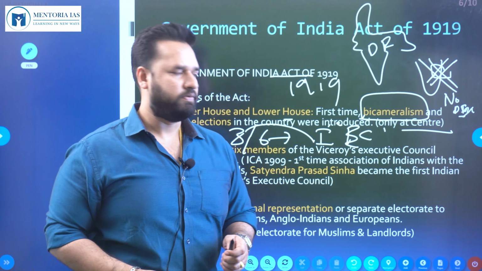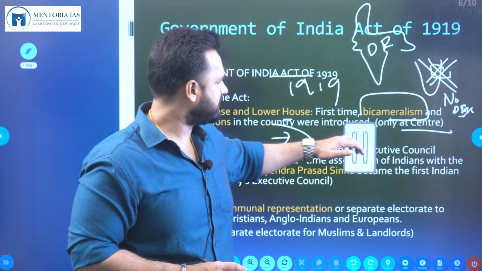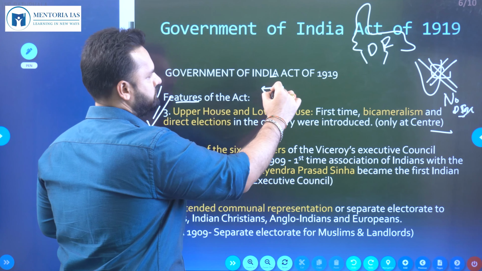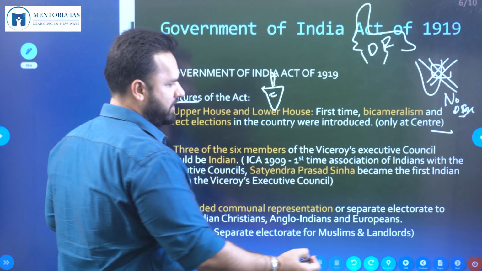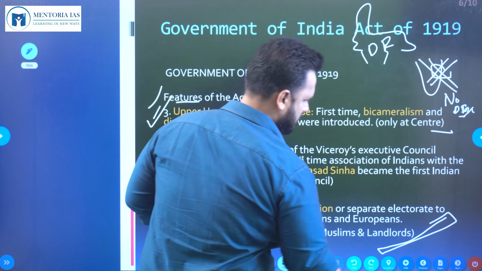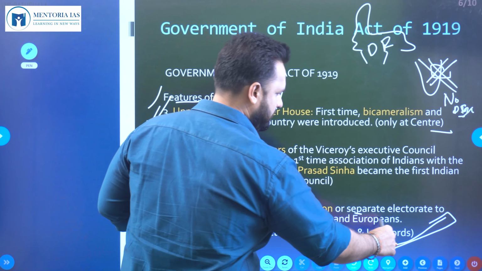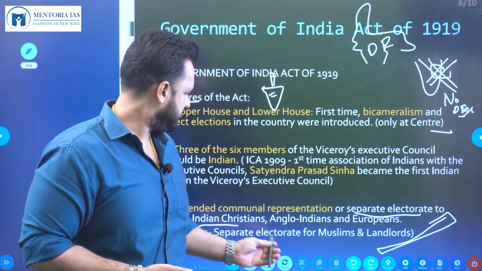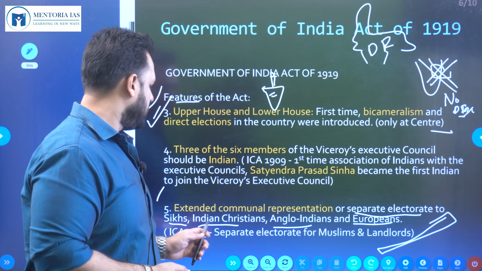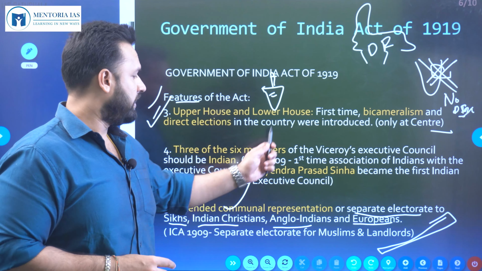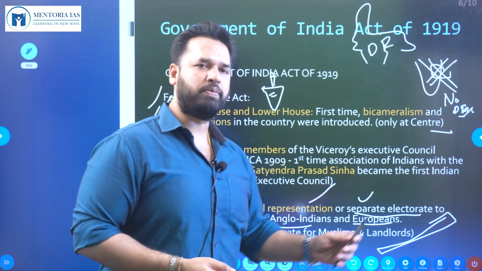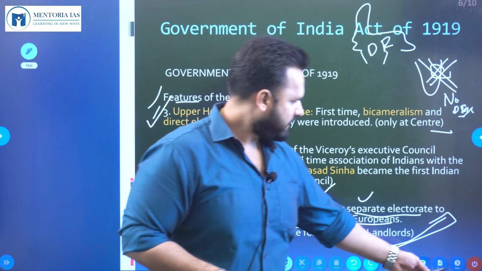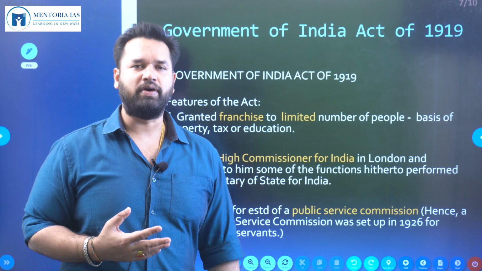And then, again, the Britishers, till now they have given us carrots, right? They said you'll have bicameralism, you'll have two subjects, all these are carrots. And they follow the stick method, right? So they said the separate electorate will be extended to Indian Christians, Anglo-Indians, and Europeans. Christians will vote for Christians, Anglo-Indians will vote for Anglo-Indians, Europeans will vote for Europeans, Muslims will vote for Muslims, Sikhs will vote for Sikhs. So this was extended. So they always followed a policy of divide and rule.